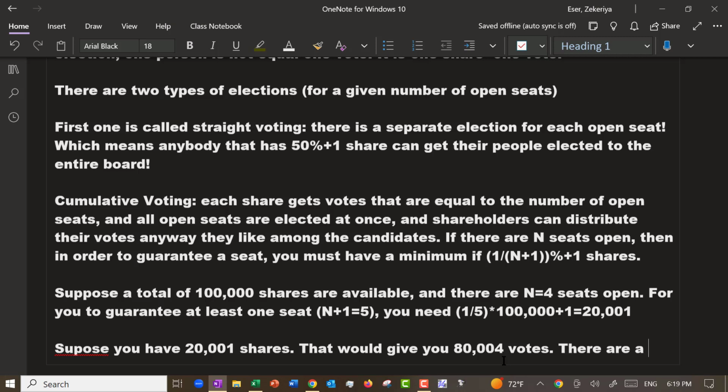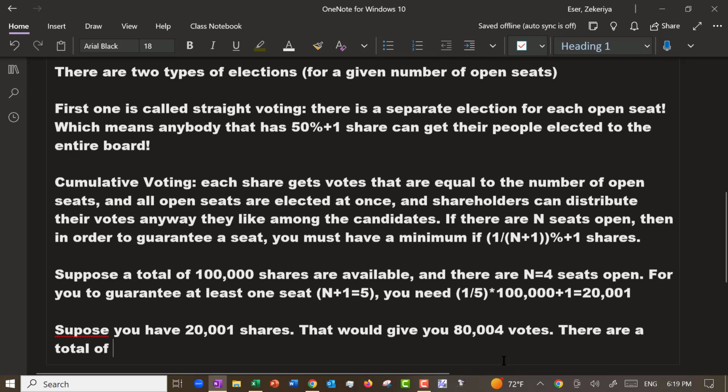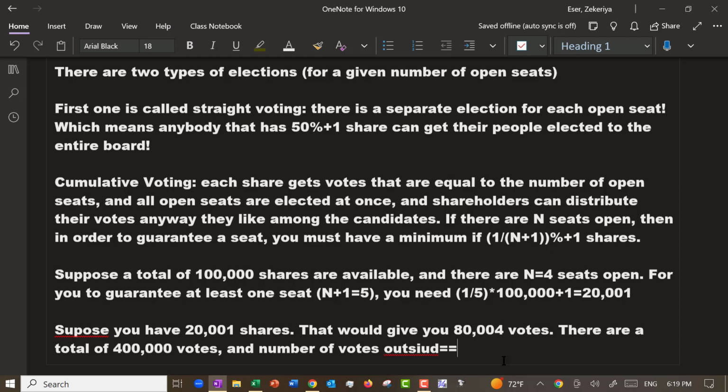There are a total of 400,000 votes, and the number of votes outside of you is 319,996. Okay.